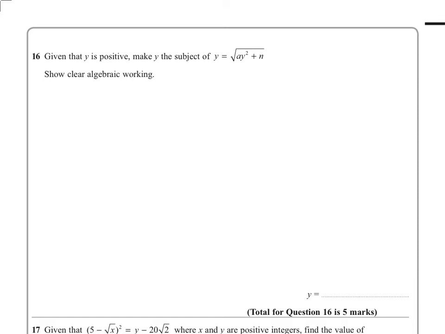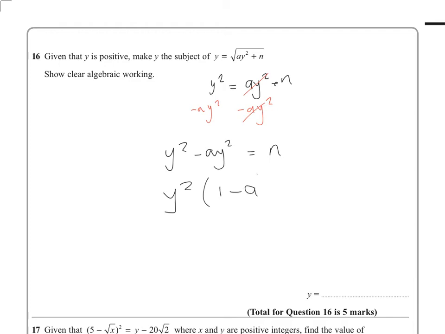In order to make y the subject of the formula, I need to get to the point where I have y equals with all of the y values on one side. So to get rid of the square root, if I square both sides, so y squared equals ay squared plus n. And now taking away ay squared from the right hand side, and so doing the same on the left hand side, leaving me with y squared minus ay squared on the left hand side and n on the right hand side. Then factorising, left hand side I've got common factor y squared, 1 minus a, y squared times 1 gives me y squared times minus a gives me the minus ay squared equals n.